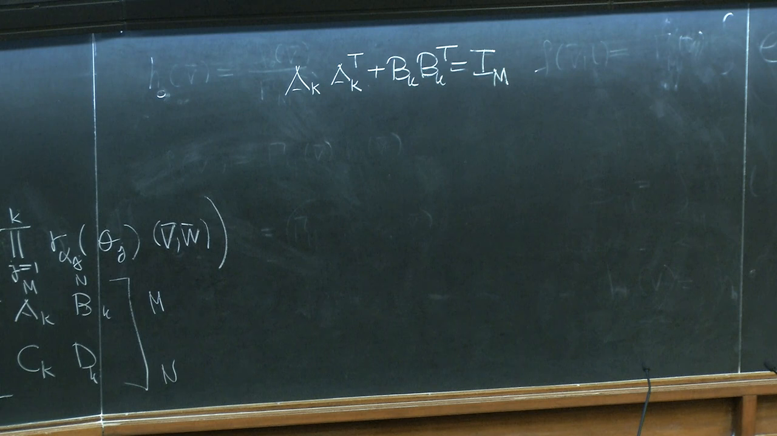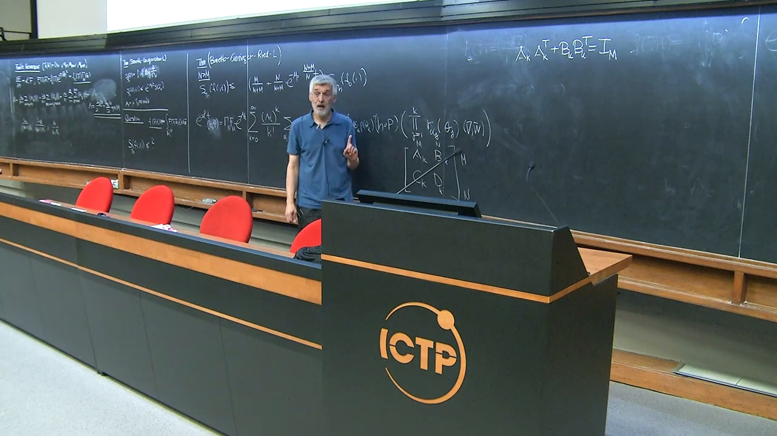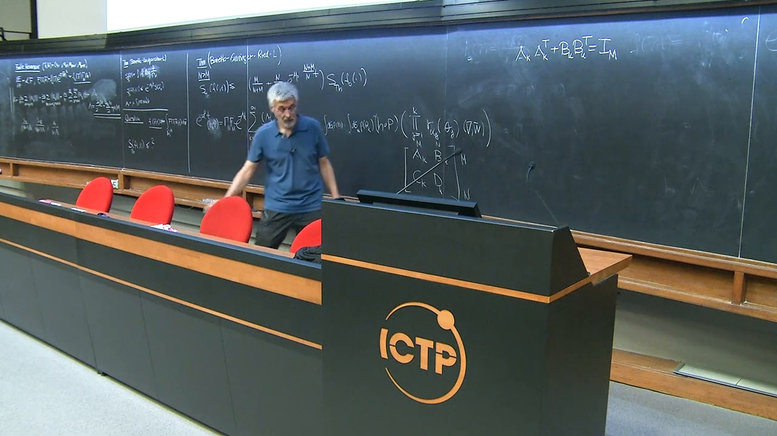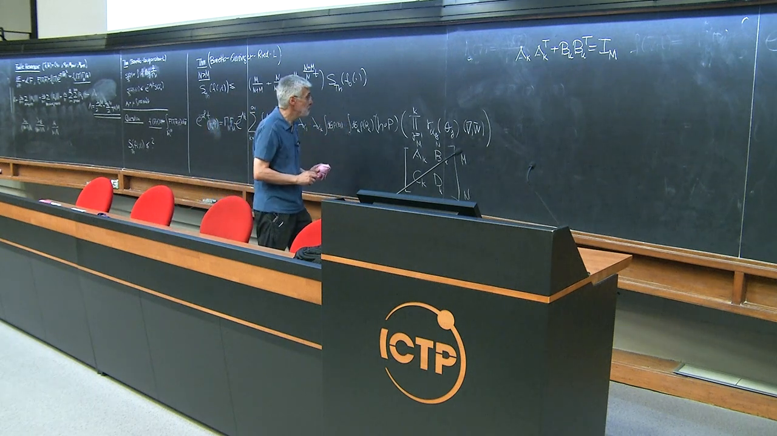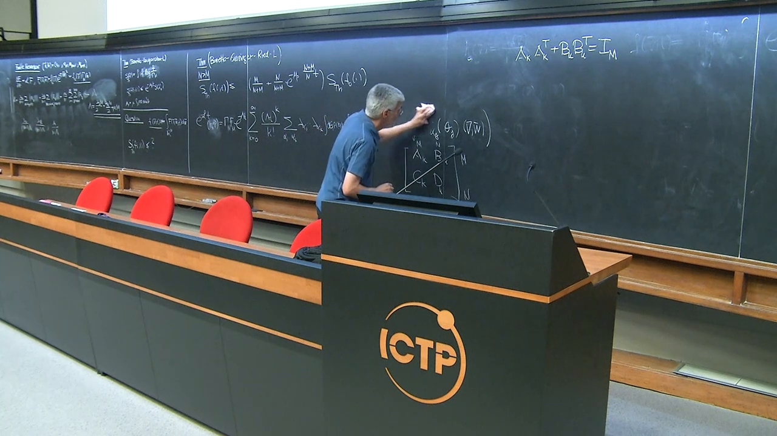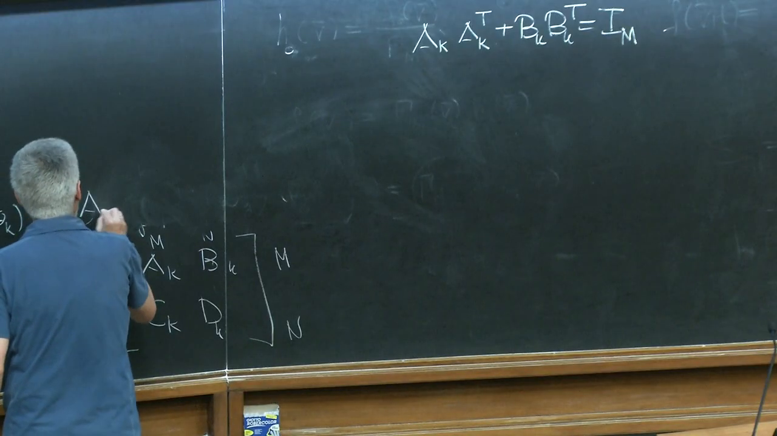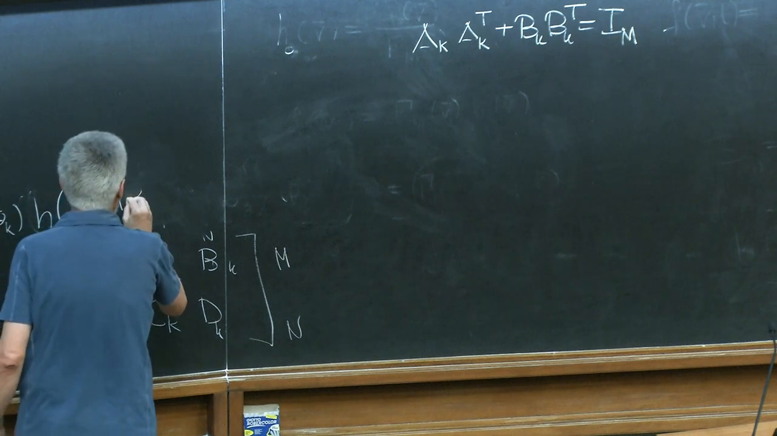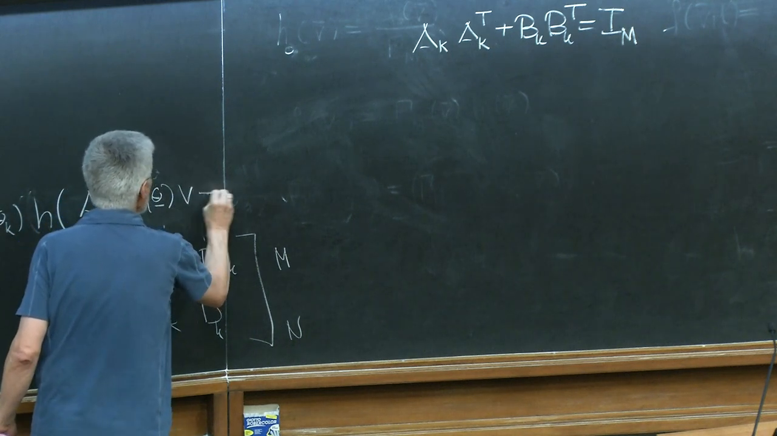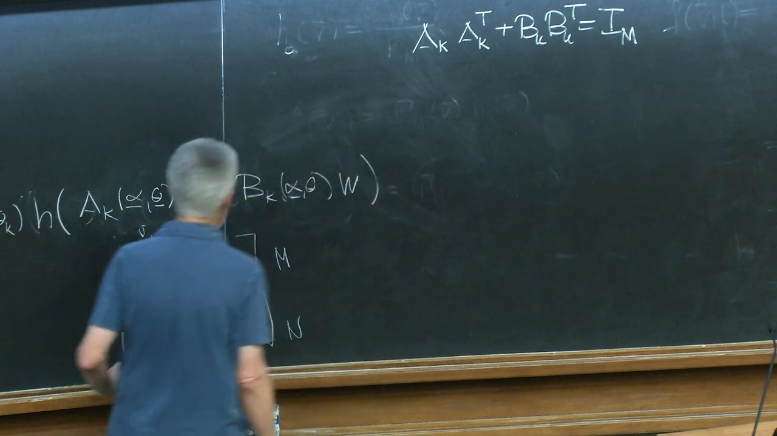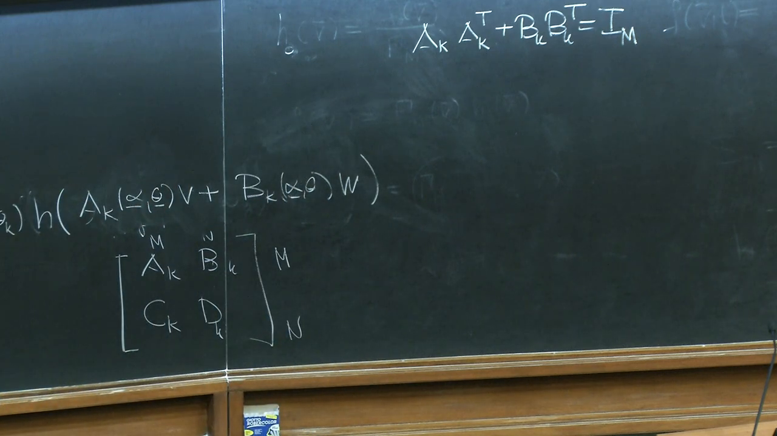Now what do you do next? Why do I do this decomposition? I do this decomposition because what does the P do? The P takes this vector, right? I multiply this matrix by this vector. And what the P does is it just picks out the top components. All right? So therefore, what I can do now, and this is the point about the P, is replace this mess by H of A_k v plus B_k alpha theta w. And remember, the A_k depends on everything. Let me indicate this in this way. Agreed? It's just as true.